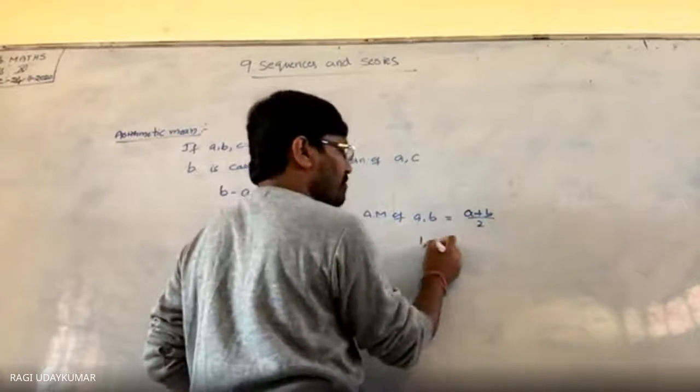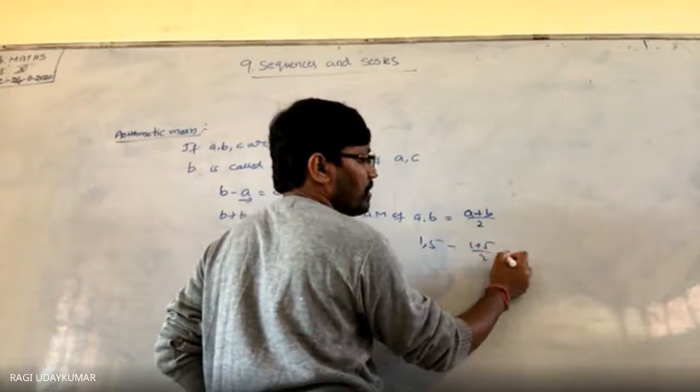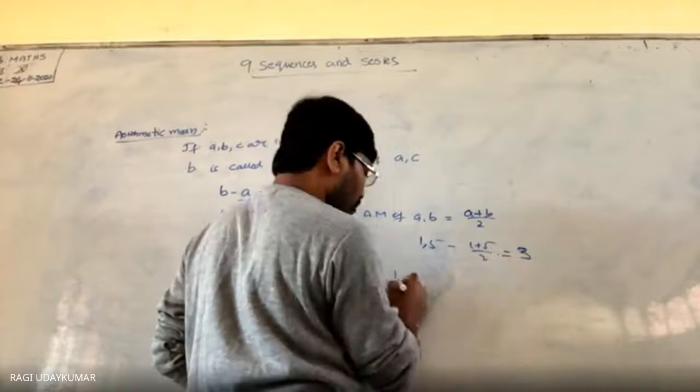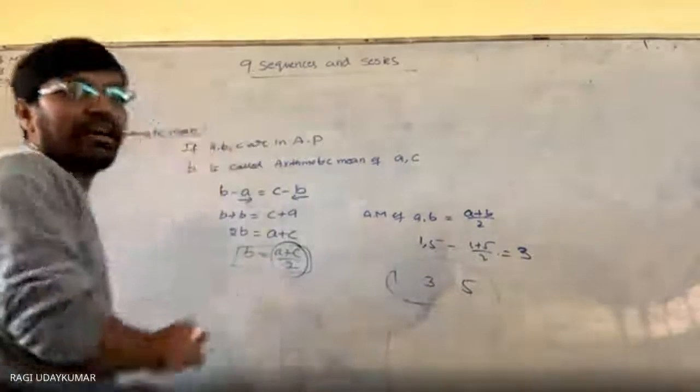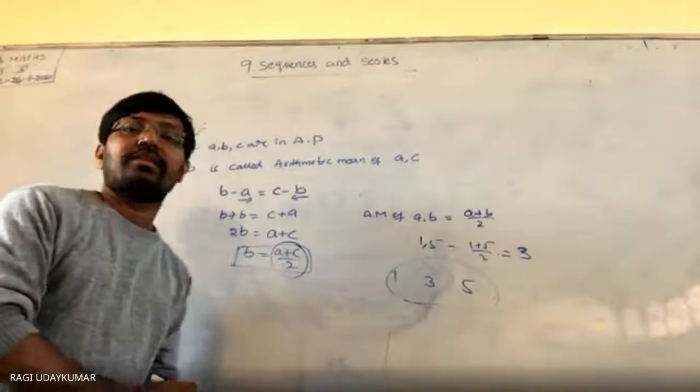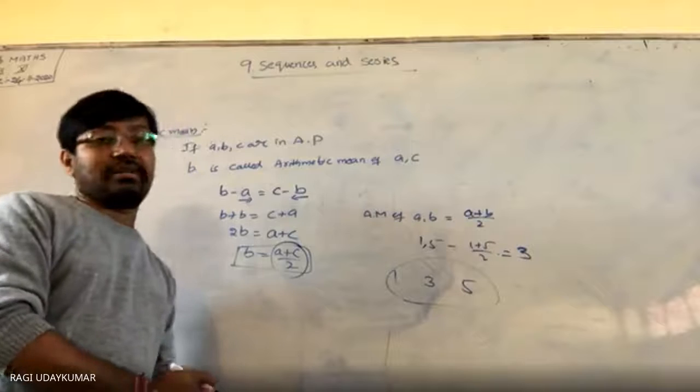Arithmetic mean of 1 comma 5, if I ask you, 1 plus 5 by 2, that is equal to 3. That means if you write 3 between 1 and 5, it becomes an arithmetic progression. This is called the arithmetic mean.